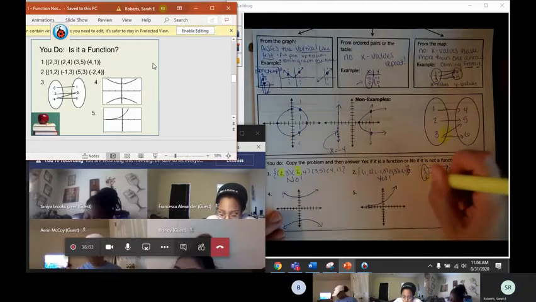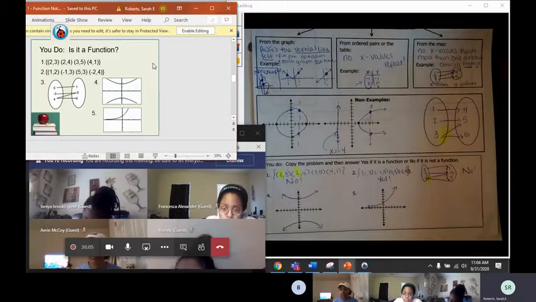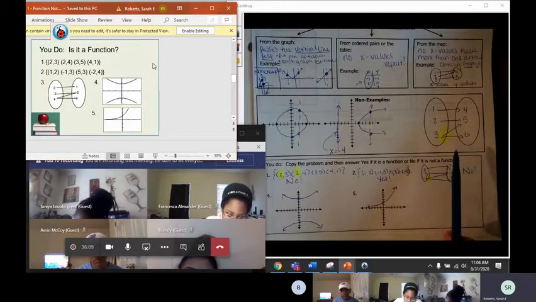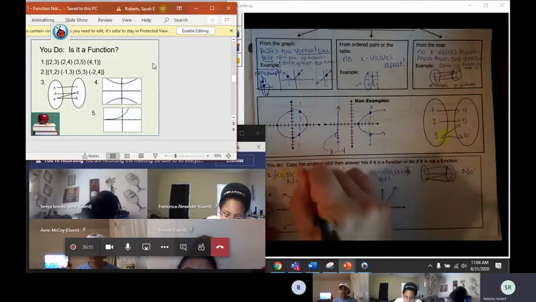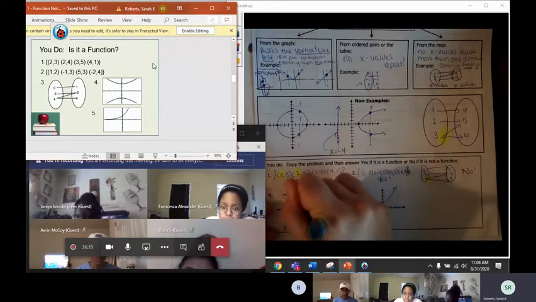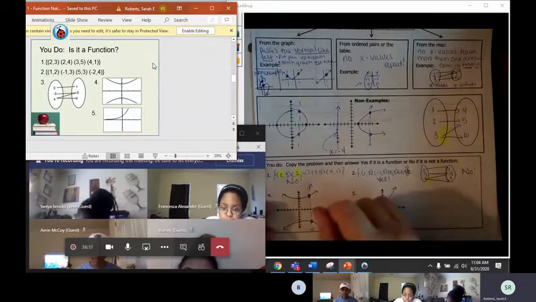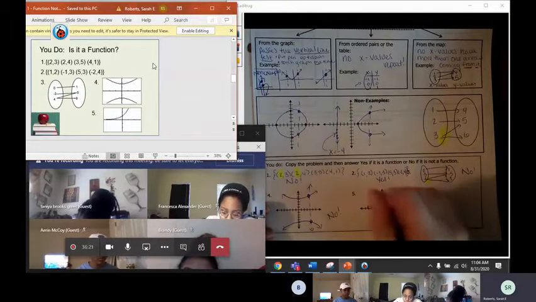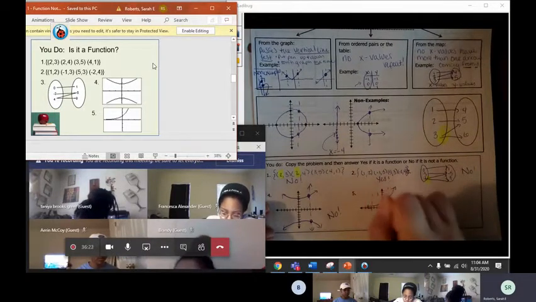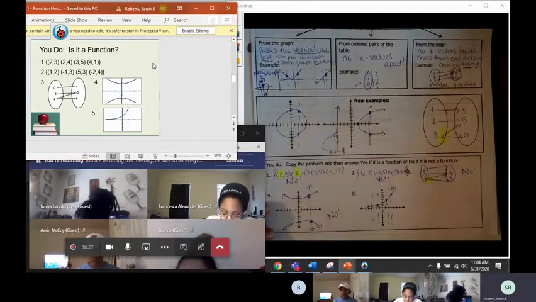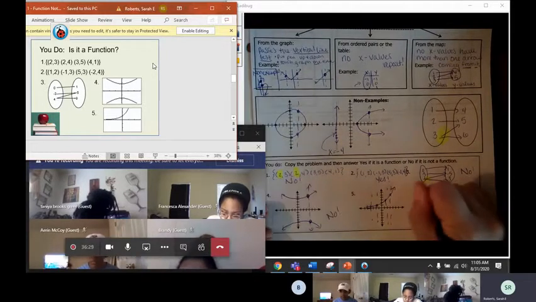Perfect. This is too easy for all of you. Brandy, since I've already picked on you, I'm going to go ahead and do 4 and 5 for you guys. So I draw a vertical line through here. We pass through this relationship twice. So this is not a function because it does not pass the vertical line test. Here we can draw a vertical line through as many times as we want, and every single time we will only pass through 1 time. So this is a function.